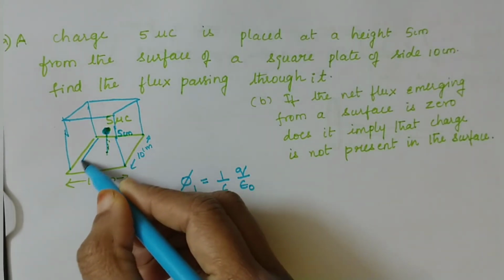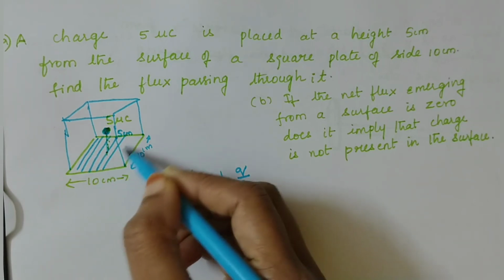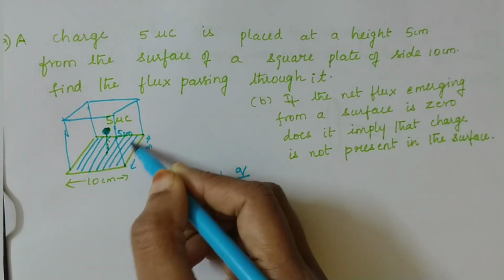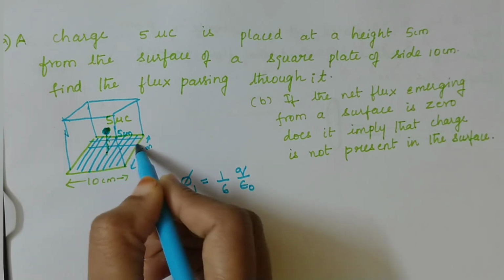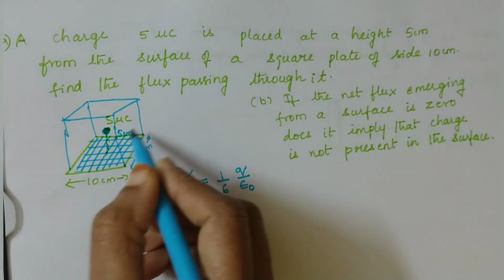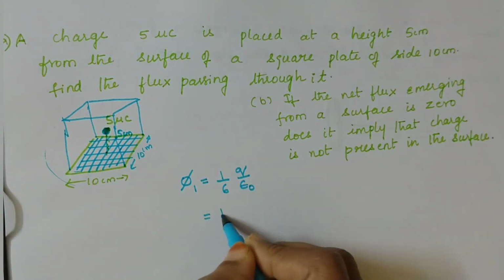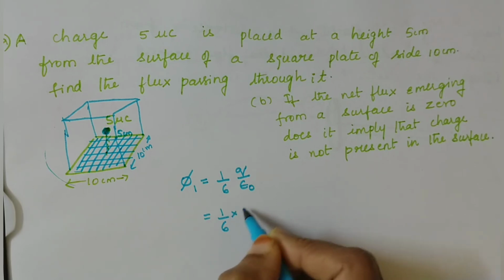So the flux through this bottom surface of the cube, which is the surface which you are asked to determine, this surface would be only 1/6 of the total flux emerging from the cube. So that would be your answer. That's 1/6. Now you can put the values.